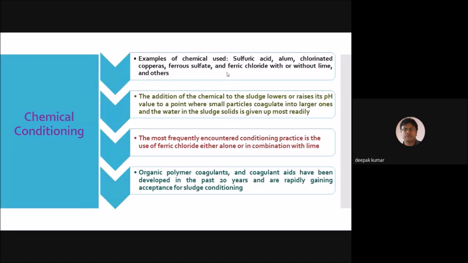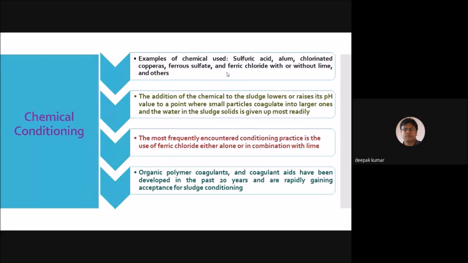For chemical conditioning, we can use some of the chemicals whose names are written here. It may be sulfuric acid, chlorinated copperas, ferric chloride; these can be used. The addition of the chemical to the sludge lowers or raises its pH value to a point where small particles coagulate into larger ones, and the water in the sludge solids is given up most readily.